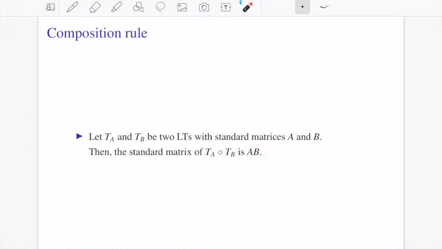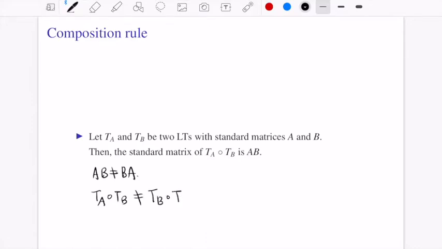From here, one important message is that, because for matrix multiplication AB in general is not equal to BA, we should have TA composite TB in general not equal to TB composite TA. The order of composition will be very important.